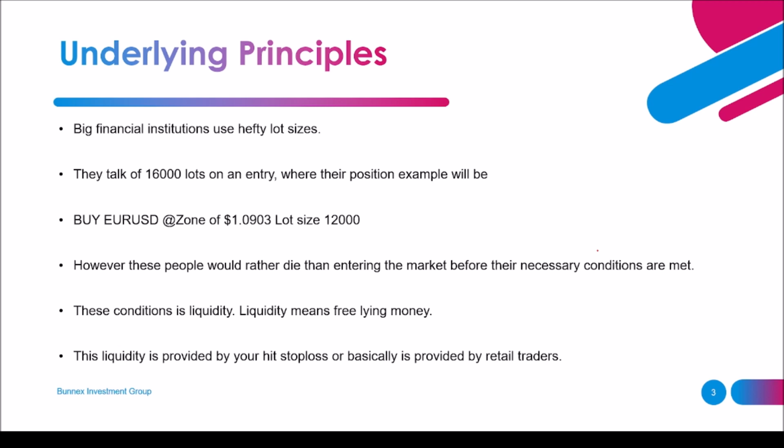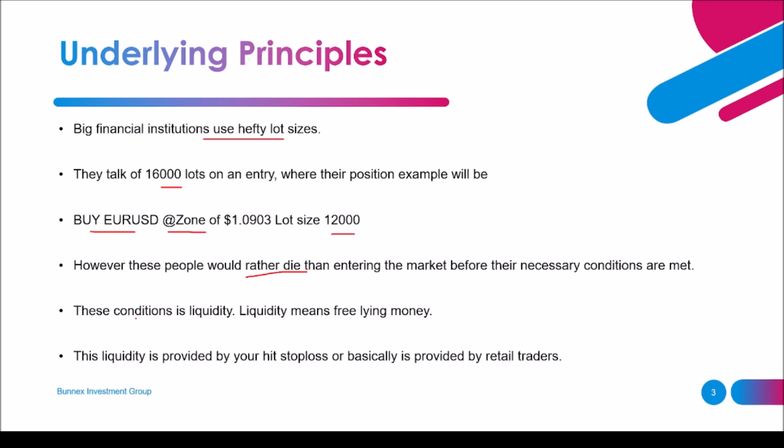Firstly, we need to define the underlying principles. Big financial institutions use hefty lot sizes. They talk of 16,000 lots on an entry where their position, for example, will be buy Euro USD at a zone of 1.0903, and the lot size for that particular position is going to be 12,000 lots. However, these people would rather die than enter the market before their necessary conditions are met. They will only take trades when the necessary conditions are met.